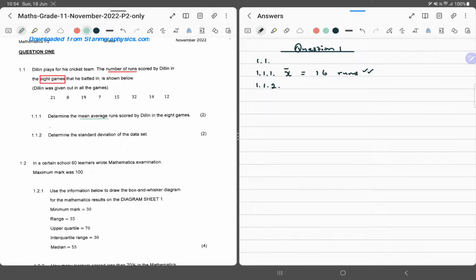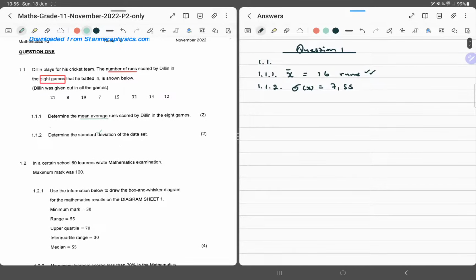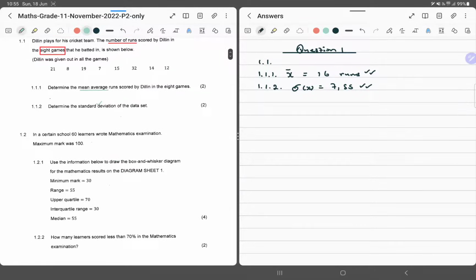1.1.2 says now determine the standard deviation. Again, we just hit that AC button, shift, option 1, then option 4, and then the standard deviation. You will see this small letter sigma, the Greek letter, in terms of our x, which is the data. So we press option 3, and then it tells us that we've got 7.55. That is the standard deviation right there. Not a problem. So we get our 2 marks. Again, easy stuff. And then we move on to 1.2.